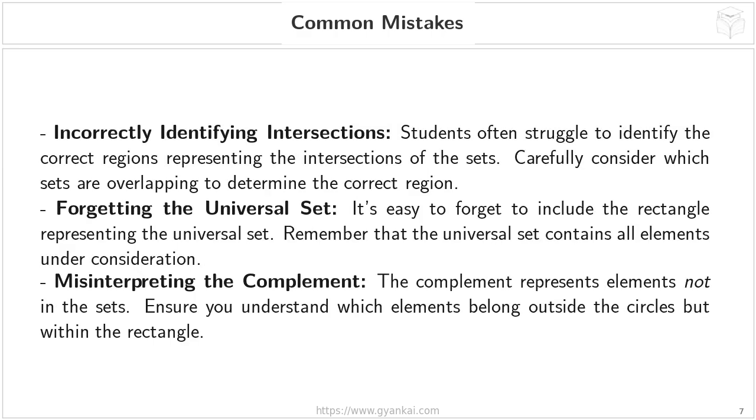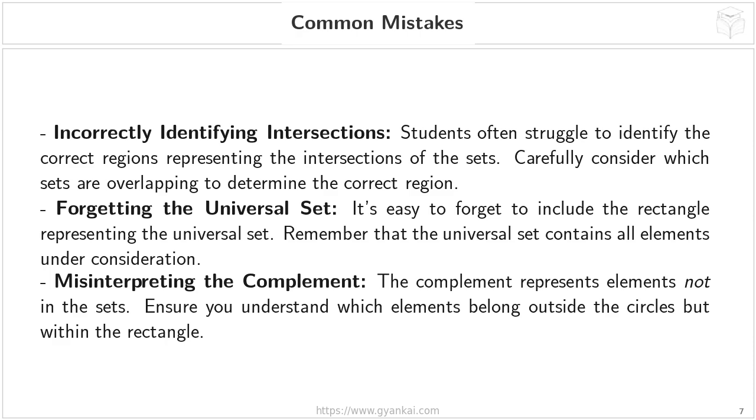Finally, misinterpreting the complement. The complement, which we represented as U minus the union of A, B, and C, is everything outside the circles but inside the rectangle. It represents the elements that are not in A and not in B and not in C. Students sometimes mistakenly include elements that are within the circles, or they forget to include the region outside the circles altogether. So, double-check that you've correctly identified the elements that don't belong to any of the sets.